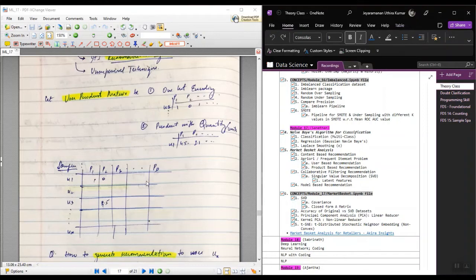It can be a product matrix with the quantity or units. Let's say a user bought 4.5 kg of something. So this can be any format. This is called a user-product matrix.